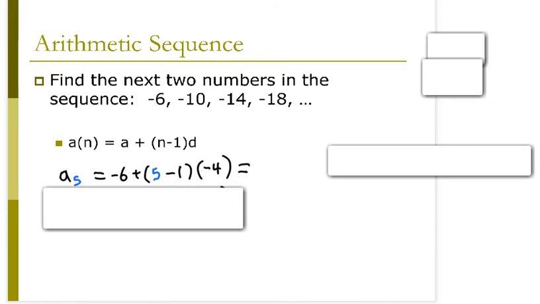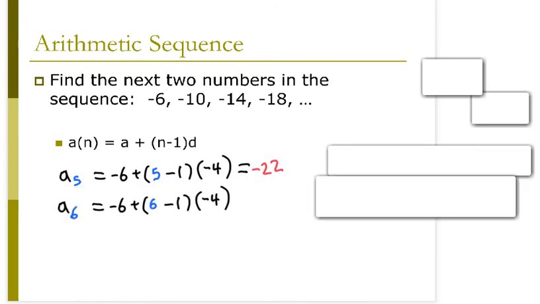For our sixth term, we're going to do the same thing, but instead of 5, we're going to put a 6. 6 minus 1 is 5. 5 times negative 4 is negative 20. Negative 20 plus negative 6 is going to be negative 26. So the sixth term is negative 26.